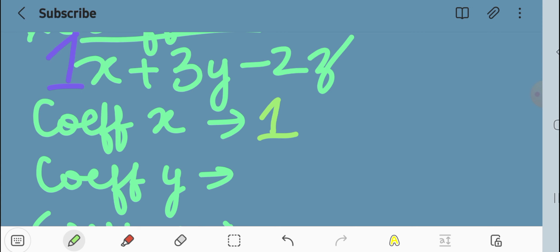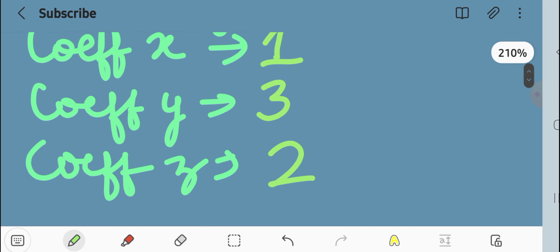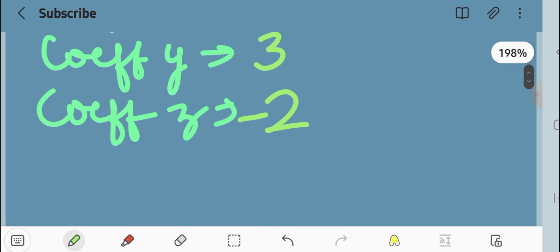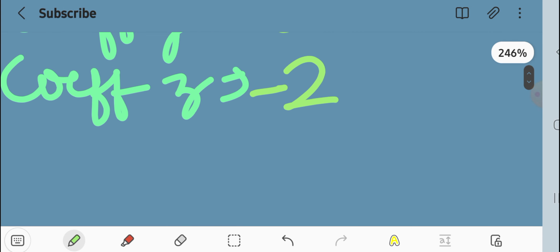What is the number next to y? Plus 3, that is just 3. What is the number next to z? That is 2. Is it just 2? No. It is minus 2 because the minus symbol is there. So the coefficient of z is minus 2.